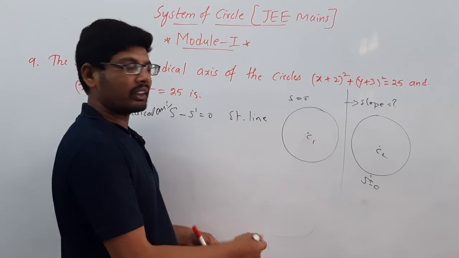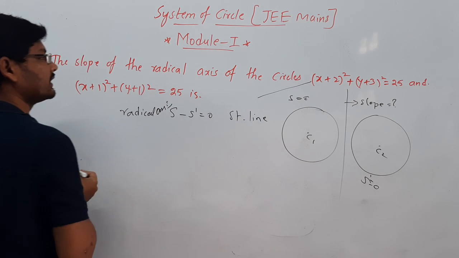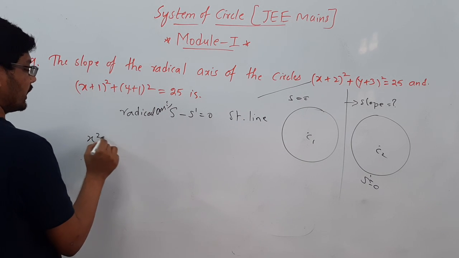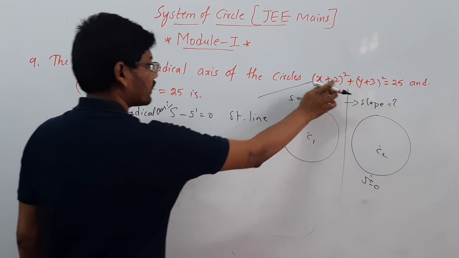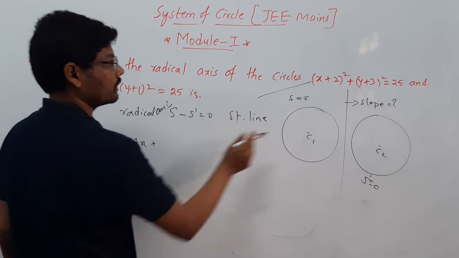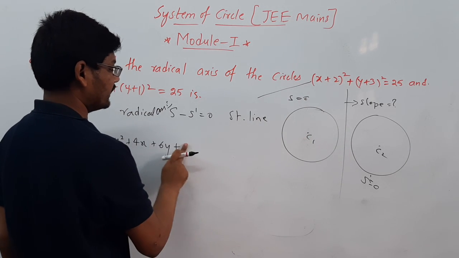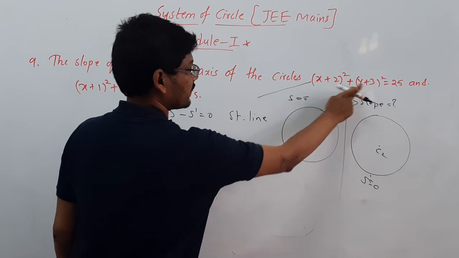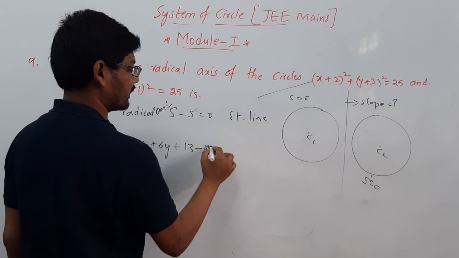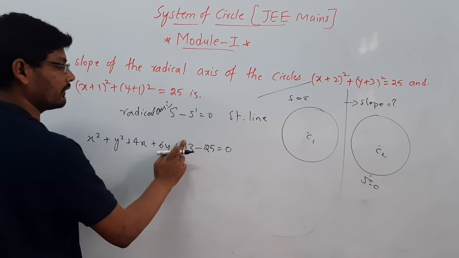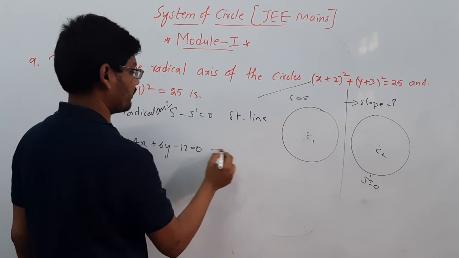After getting the straight line, we can find its slope. Then we will get the answer. So let's take the circle equation. Directly I am expanding: x square plus y square, plus 4x, plus 6y, and 4 plus 9, where 2 square is 4 and 3 square is 9, so 13. If you bring 25 to the left-hand side it becomes 0, that is 13 minus 25, which is minus 12, equal to 0. This is the expansion of the first equation.